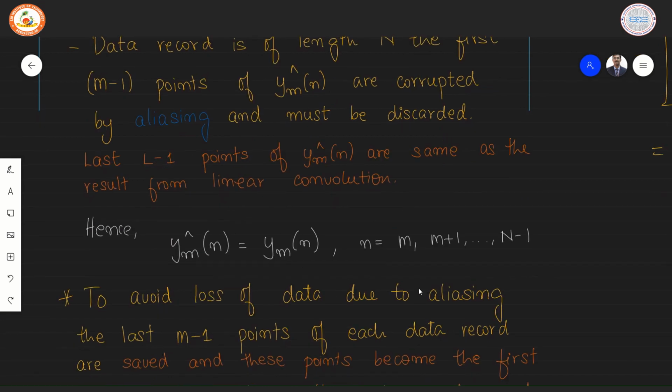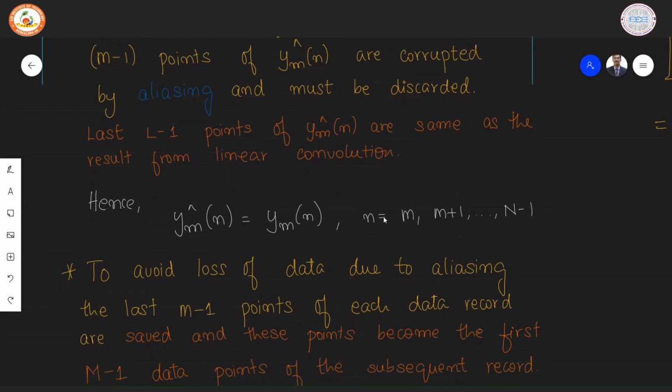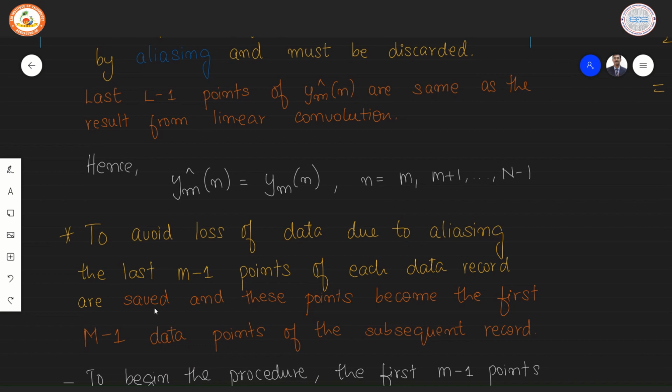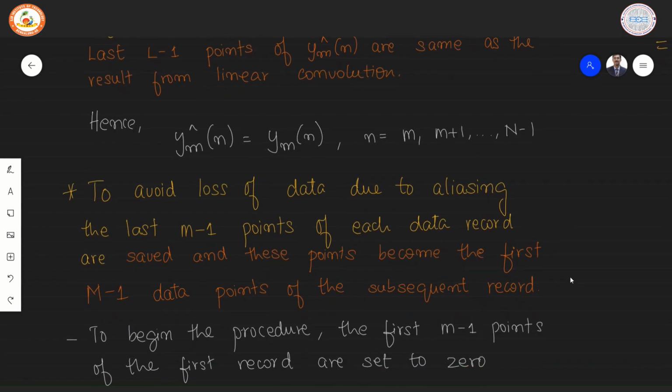To avoid loss of data due to aliasing, the last M minus 1 points of each data record are saved, and these points become the first M minus 1 data points of the subsequent record. To start the procedure in the very beginning, we set the first M minus 1 points to 0 in the first record.